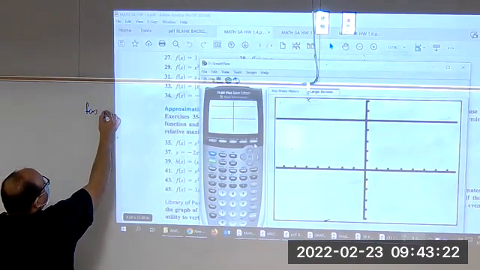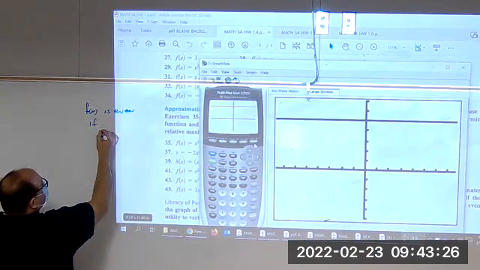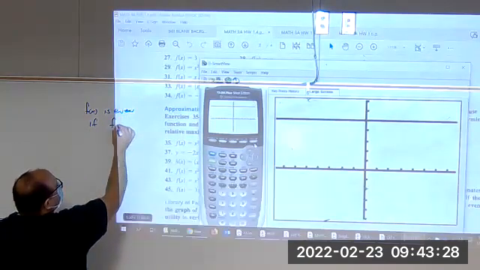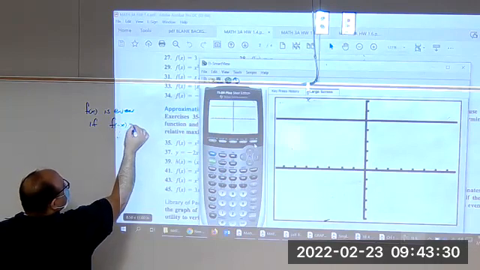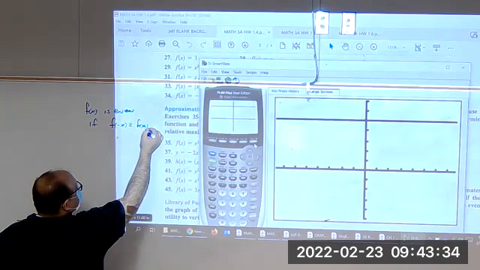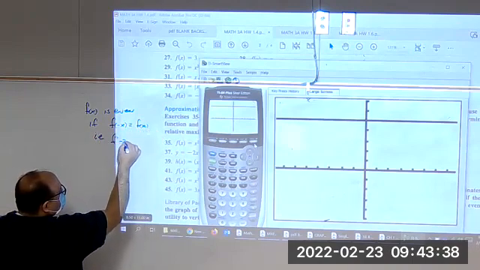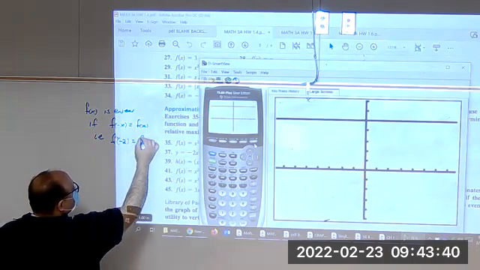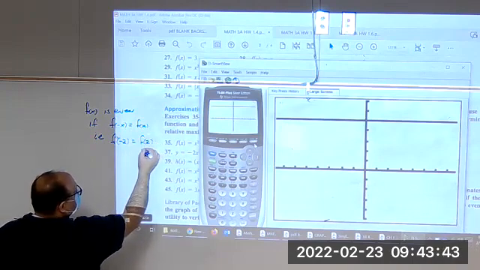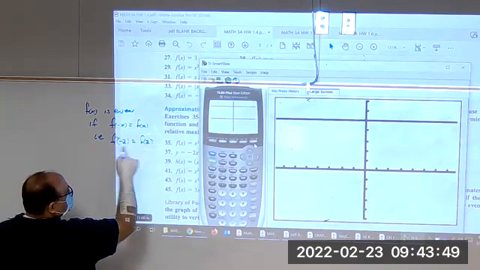F of x is even if f of negative x is the same as f of x. In other words, f of -2 gives you the same answer as f of +2. The y values are the same to the left and right of the graph. Left and right, the y values are exactly the same.